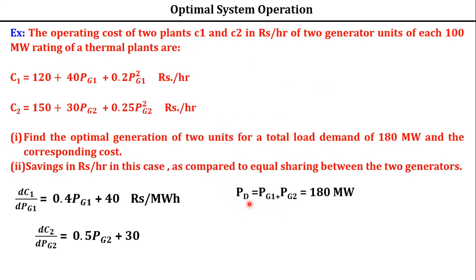So what is PD, the total load demand? That is 180. PG1 plus PG2 is equal to 180. Clear? So this is what we are having. These are the two equations, and PG1 plus PG2 is equal to 180 megawatt. That has been given. Now next.